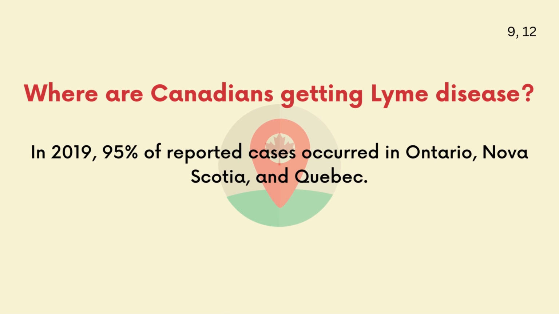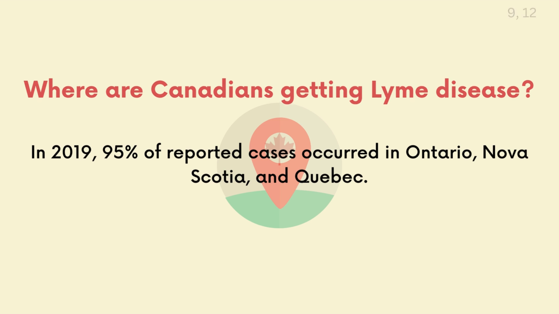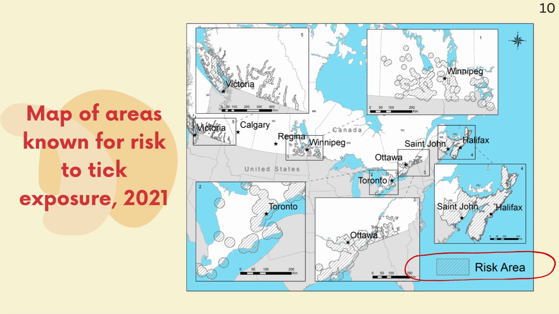Delving more into the specifics of where Canadians are getting Lyme, disease is most common in Ontario, Nova Scotia, and Quebec. In 2019, 95% of reported cases occurred in these 3 provinces. And overall, this distribution makes sense. The circled, shaded areas on this figure here depict the Lyme risk areas across Canada. These are locations where infected black-legged ticks are established and where people have the potential to come into contact with them, and as a result, get Lyme.